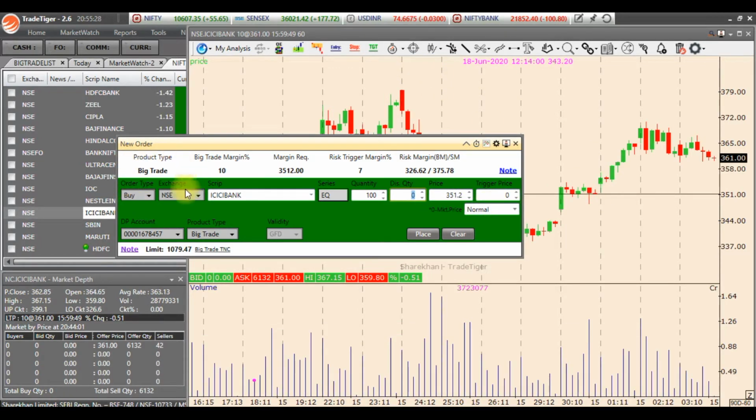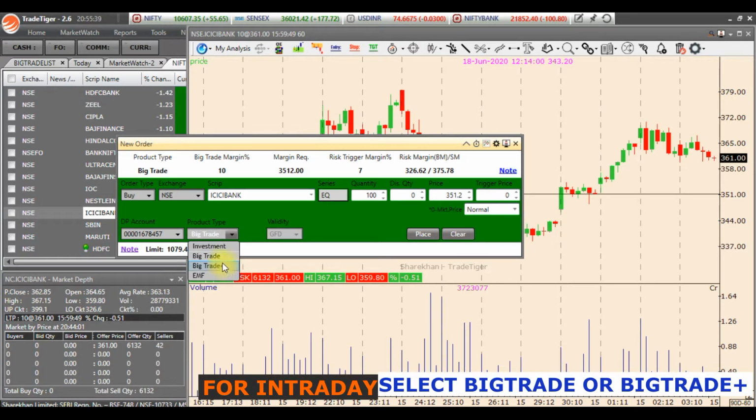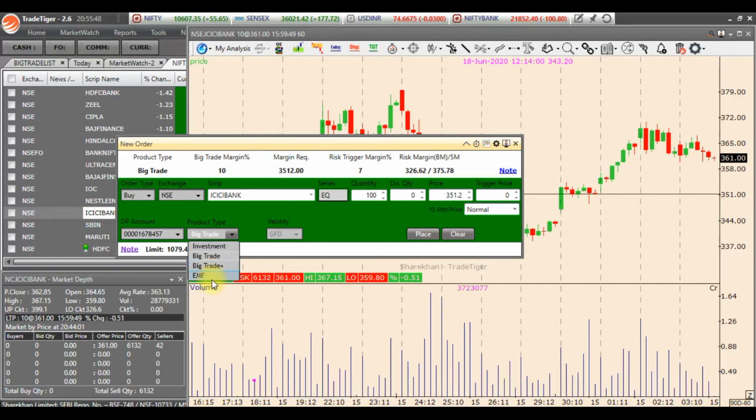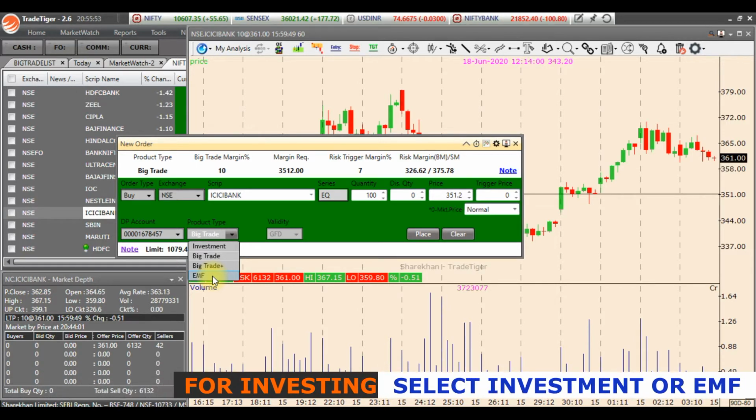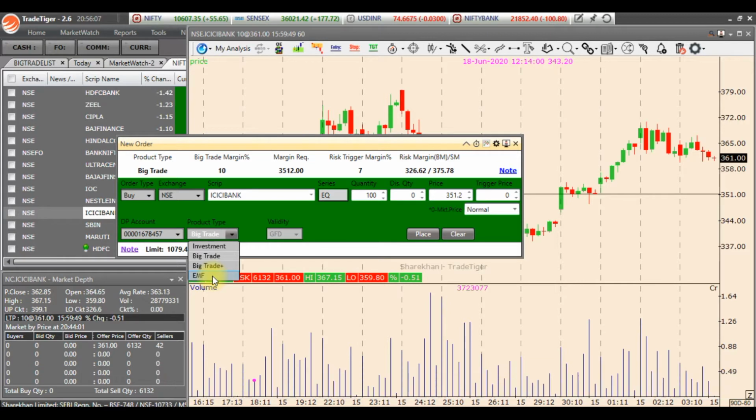And then go to the product type. Are you buying for investment or for intraday trading? Big Trade and Big Trade Plus are the intraday products, where in Big Trade you will get up to 10 times leverage and Big Trade Plus will get up to 50 times leverage. And EMF, exchange margin funding, is available for investing. If you want to buy stocks on a leverage basis, you can select this option. You can buy the stock where you will get up to 3 to 4 times exposure. Now you will get leverage.